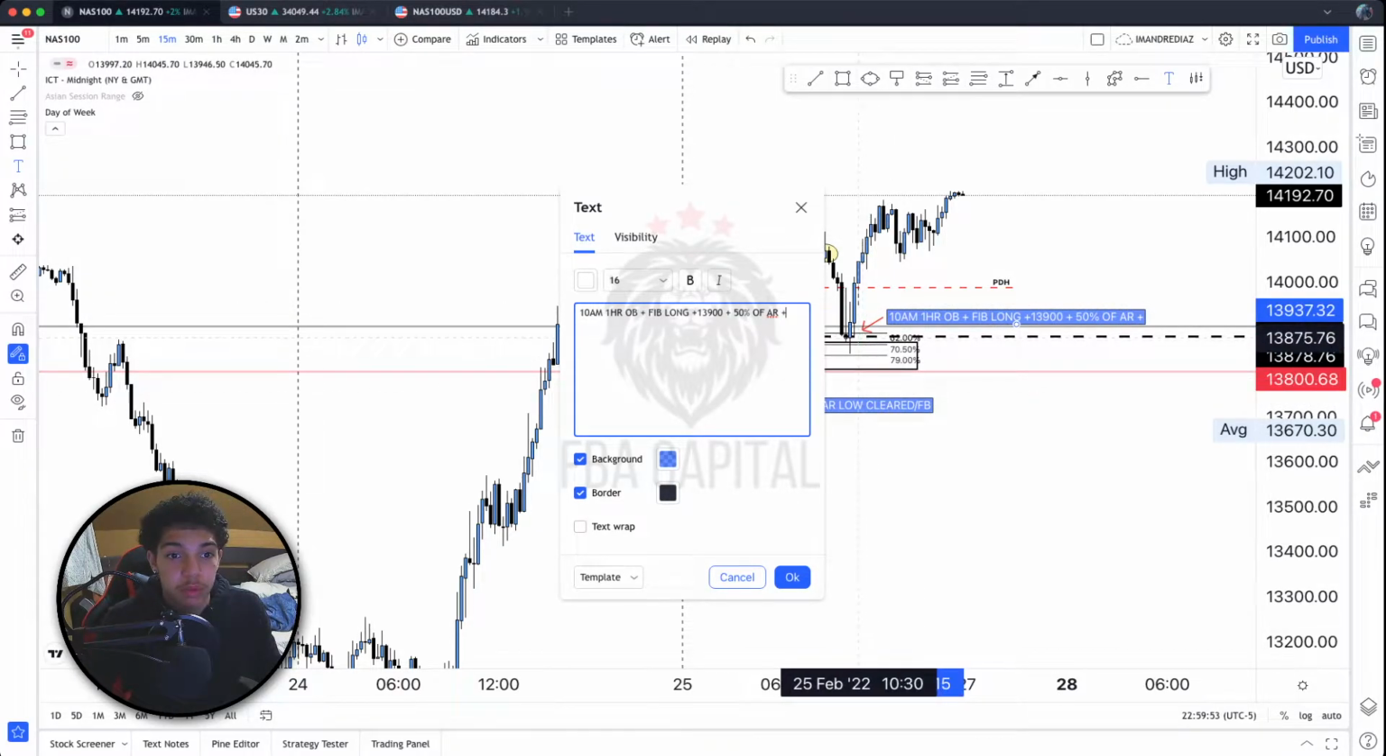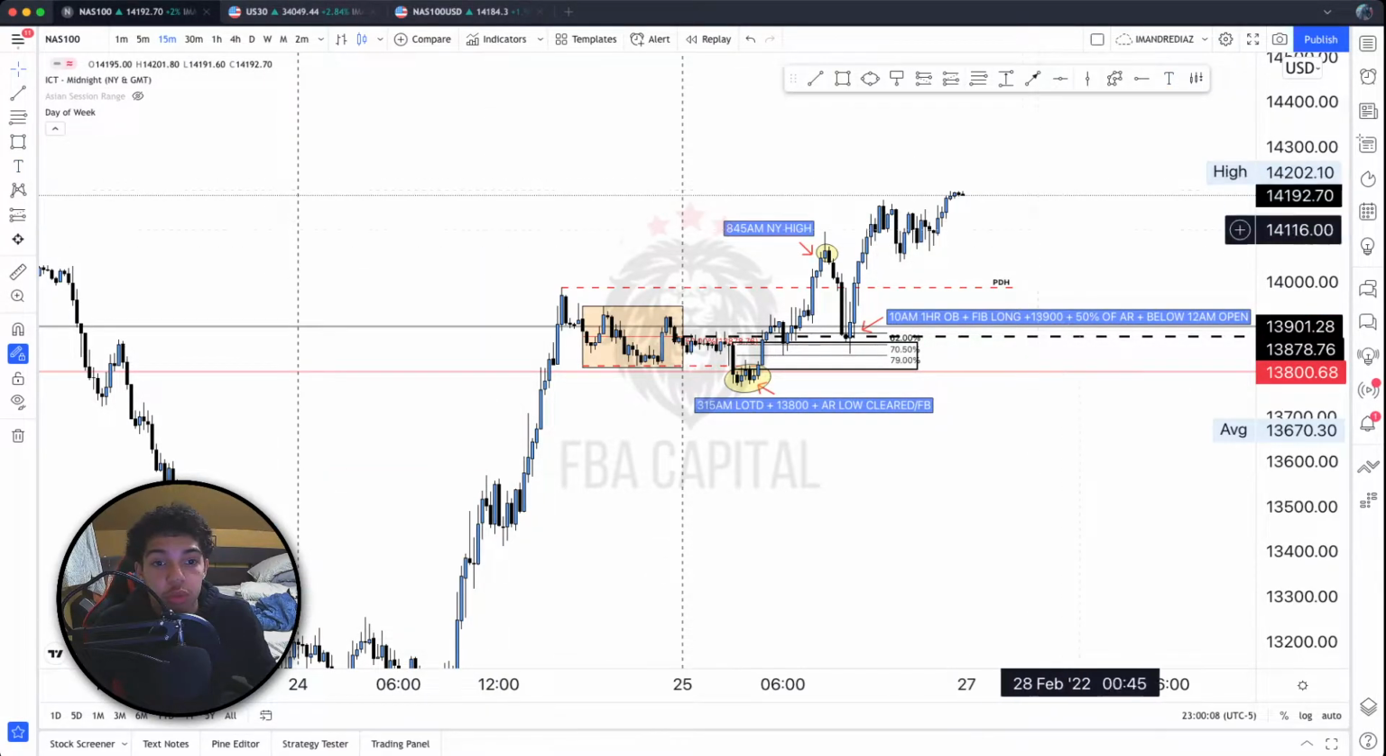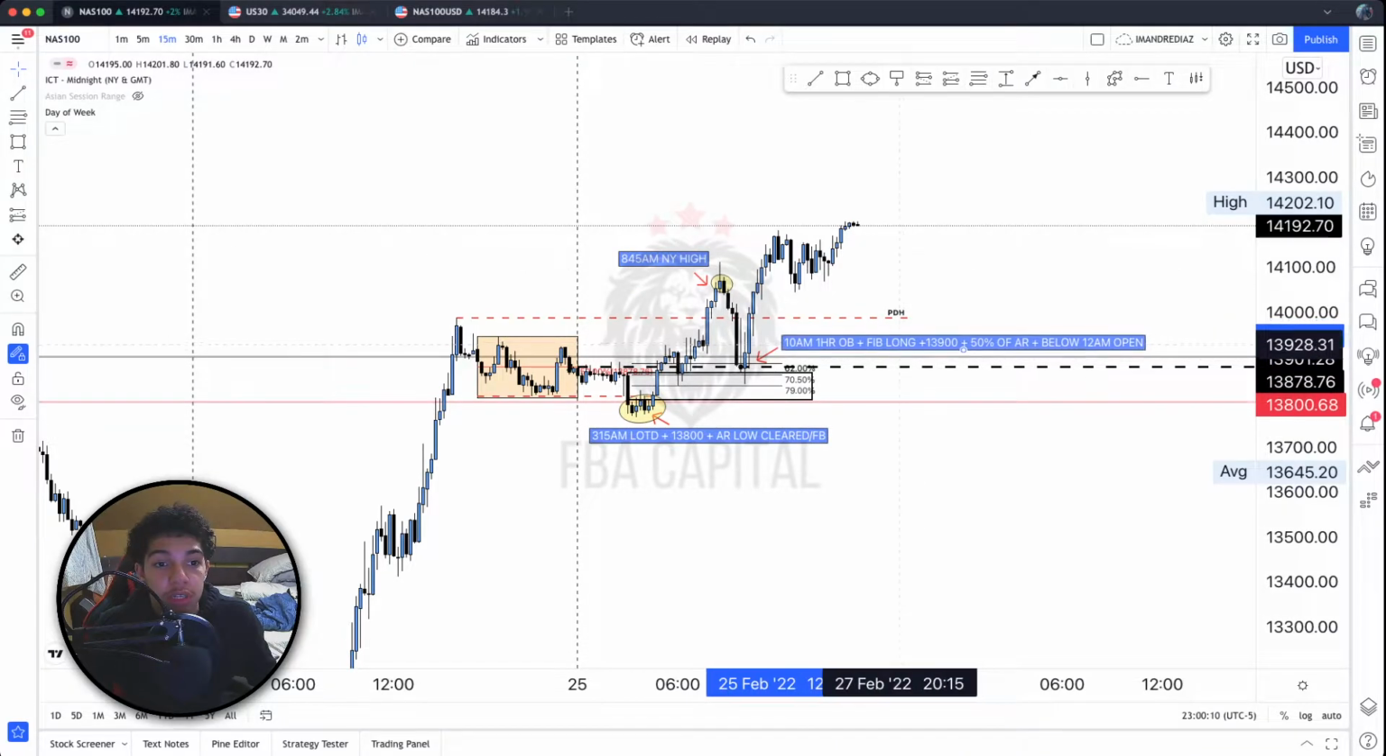We came right below what? The 12 a.m. open. Came right below the 12 a.m. open. So now we have 1, 2, 3, 4, 5 confirmations, and 6 if you include time of day. So we had 6 confirmations right here for why I was expecting price to overall go bullish.